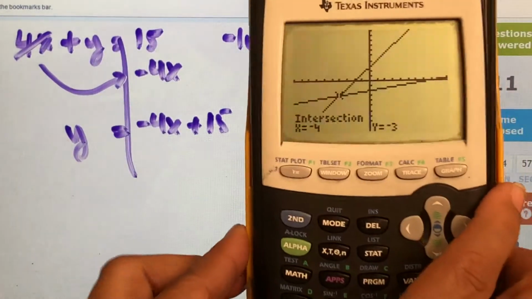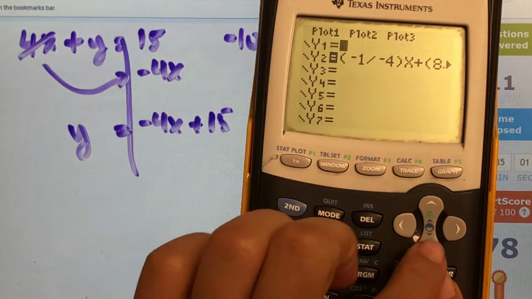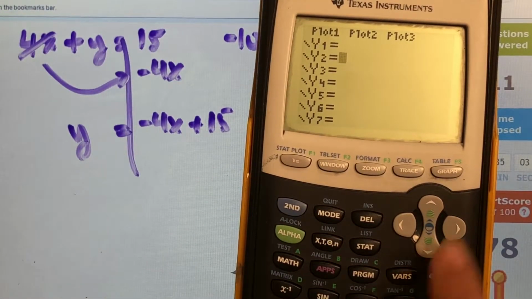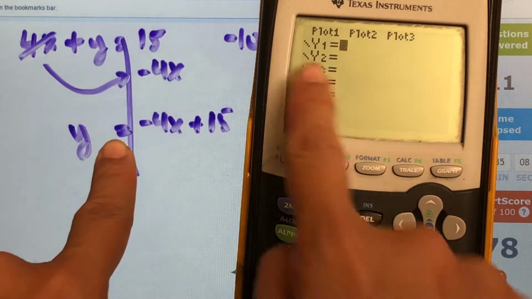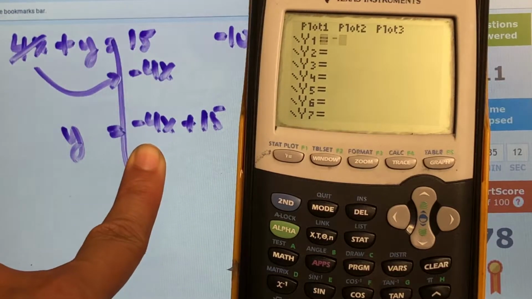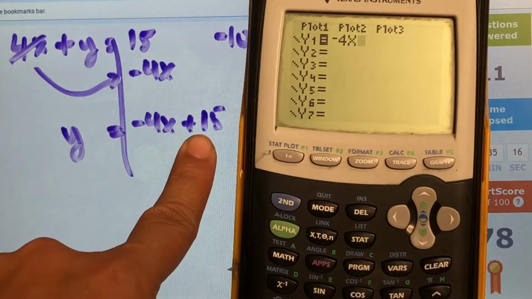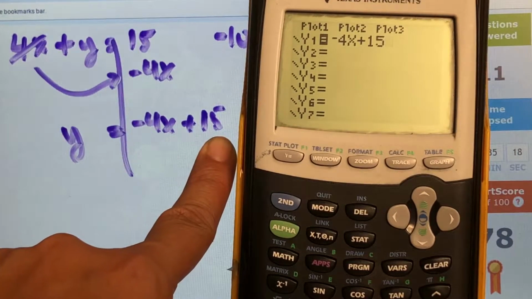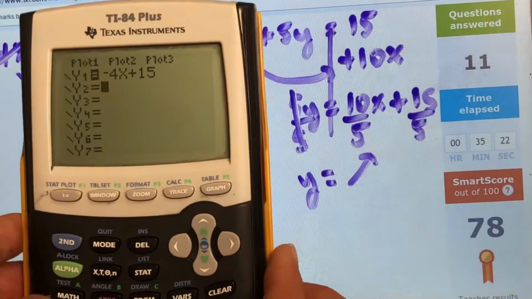Okay, so again, you come here, you go y equals. Okay, you're going to clear, go down and clear again, and then go back here, and then you're going to type this in. So y equals, and then negative 4. So I don't have a fraction, so I can just write it in. Negative 4, and then x plus 15. You can press enter, or you can press the down arrow, whichever one you want to do.